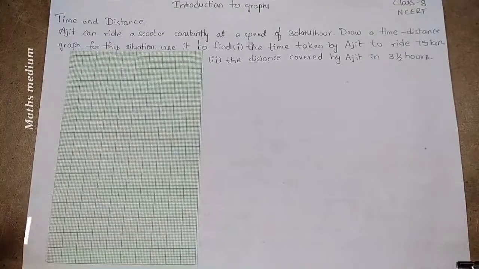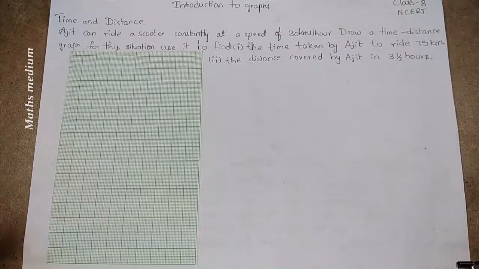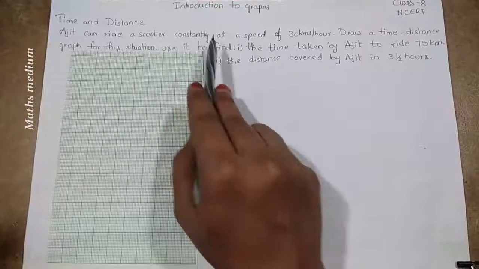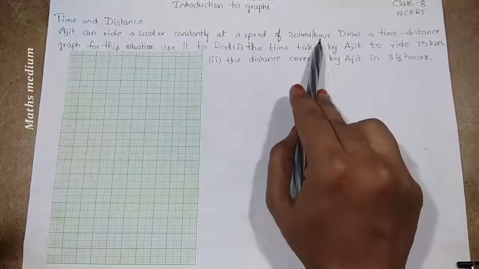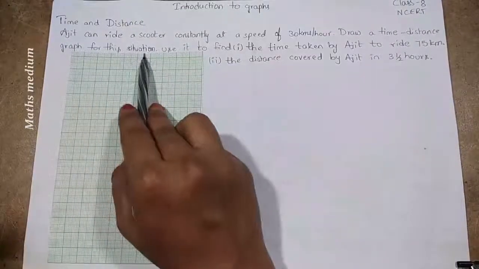Hi, hello, welcome to Maths Medium. Today I came with another one, that is time and distance from Introduction to Graphs from 8th class NCERT. Here I took another example problem about the time and distance graph. So here Ajit can ride a scooter constantly at a speed of 30 kilometers per hour. Draw a time distance graph for this situation.